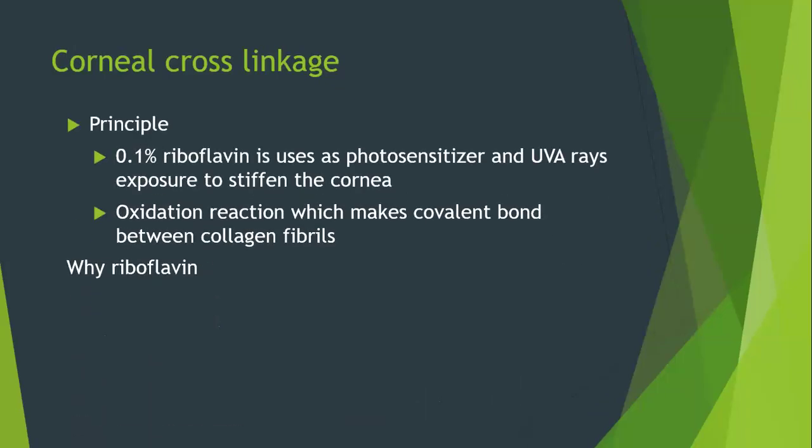First principle, let me tell you, principle is that we basically soak up the cornea with 0.1% riboflavin, which is used as photosensitizer. And then you apply UVA rays for about 30 minutes to stiffen up the cornea. So what basically UVA rays do on the riboflavin, they trigger oxidation reaction, which makes covalent bonds between the collagen fibrils, right? So this is the principle.